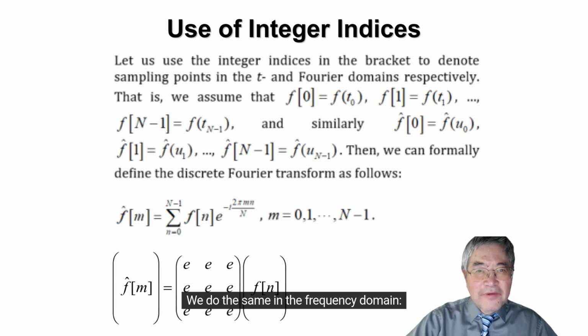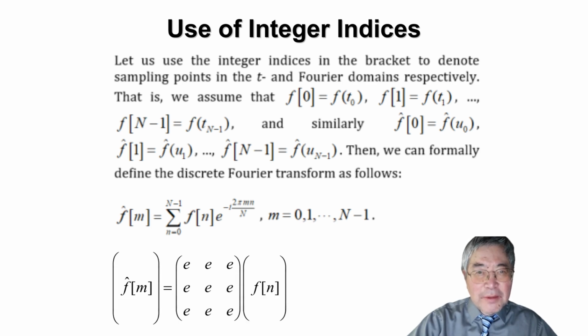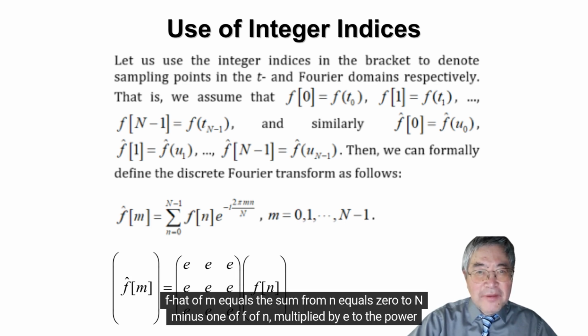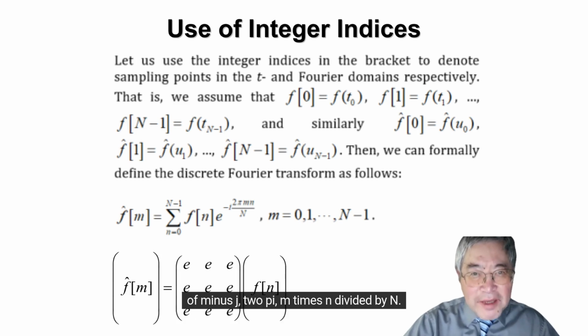We do the same in the frequency domain. F hat of 0 means the Fourier transform value at frequency sample u0. F hat of 1 is at u1, and so on up to f hat of N minus 1. With this notation, the discrete Fourier transform reads like this. F hat of m equals the sum from n equals 0 to N minus 1 of f of n multiplied by e to the power of minus j 2 pi m n divided by N.